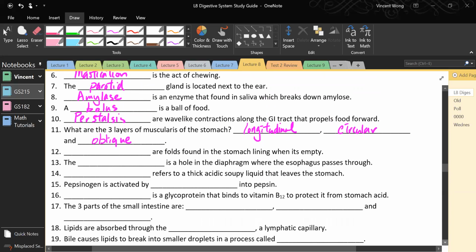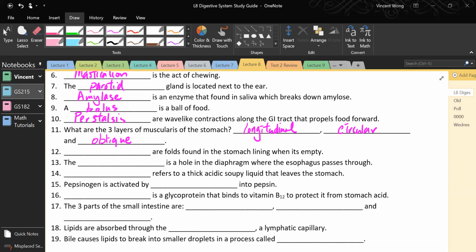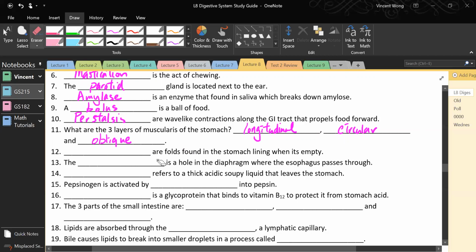The food is going to get mixed well with the hydrochloric acid, and after the food has been sitting there for a couple hours, depending what you're eating, I guess if you eat a piece of steak, you might have to sit there for a little bit longer compared to oatmeal, then it's going to become chyme. The folds in the stomach, we call them the rugae.